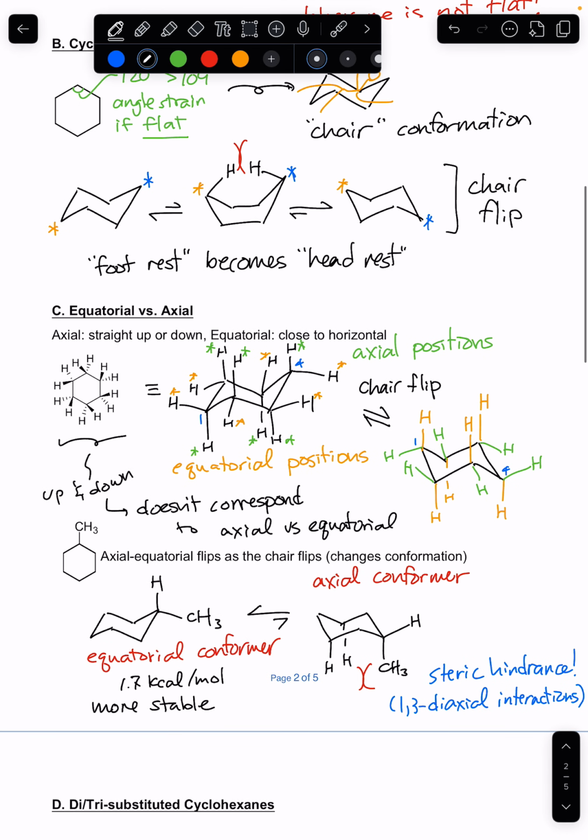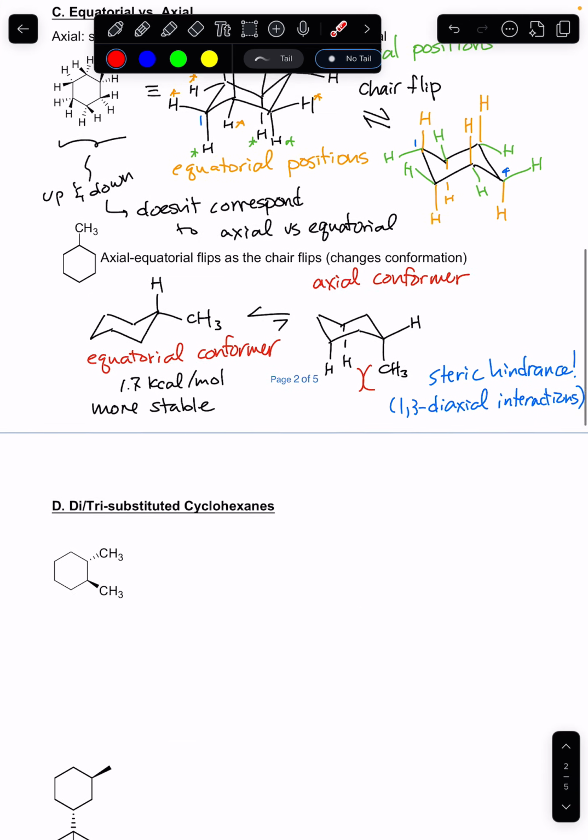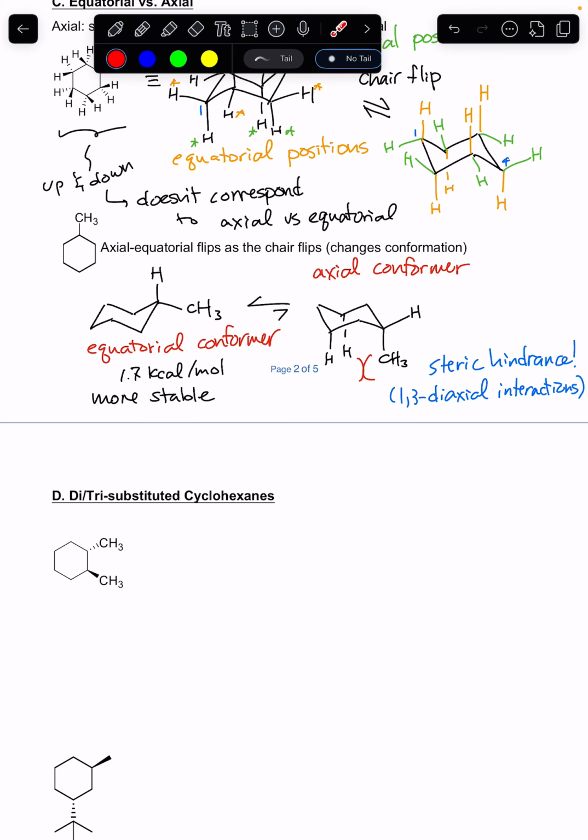Last time we talked about the chair flip, right? This chair flips through the boat conformation, which I just realized we didn't write down. This is the boat conformation where the footrest flips up and then the headrest flips down to do the chair flip. And when chair flip occurs with monosubstituted cyclohexane like this, we've discussed how the equatorial position is preferred over axial. Okay.